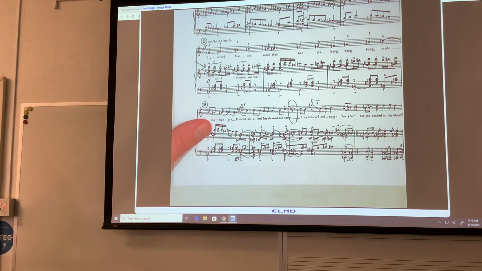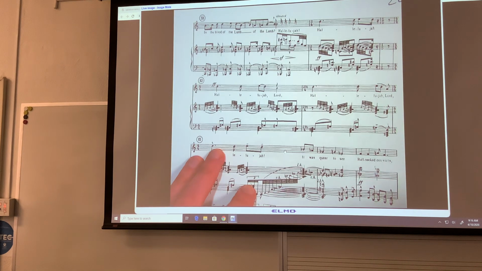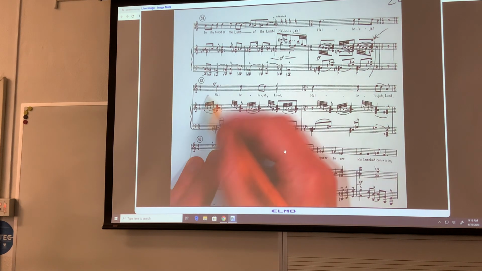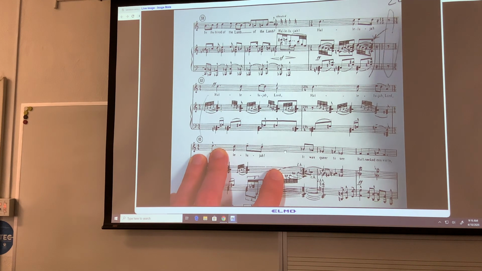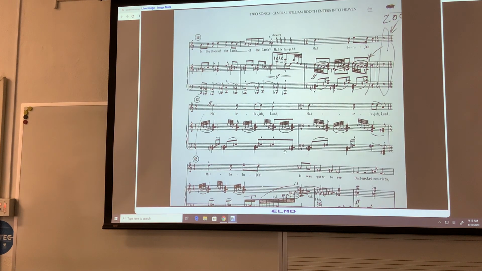And of course, here we are on page 209. Very, very thick, very active textures. There's so much going on. Here he threw in a little 1/8 bar to give it a quick hiccup, something Stravinsky would later do in things like Rite of Spring.